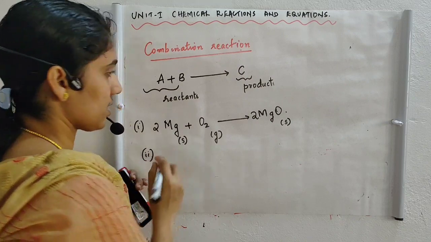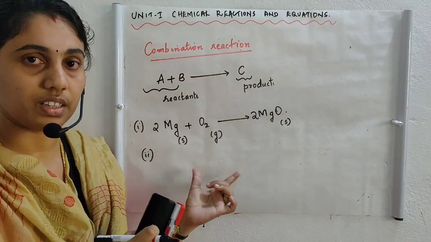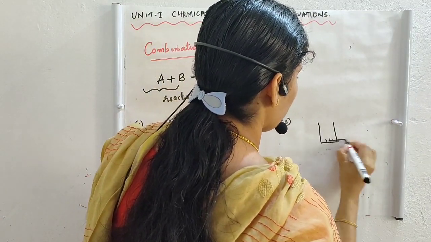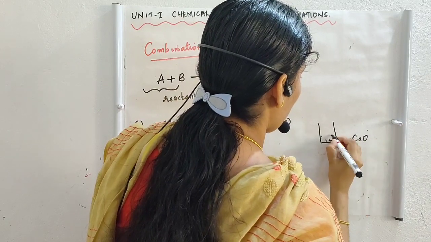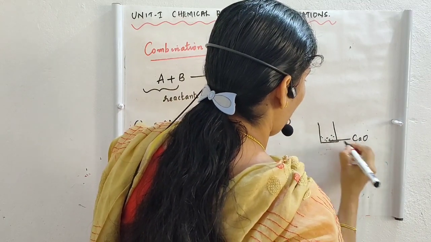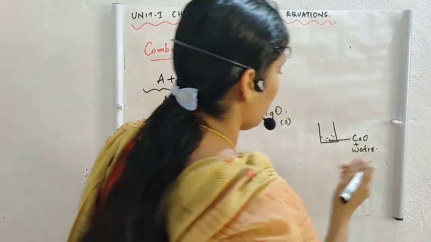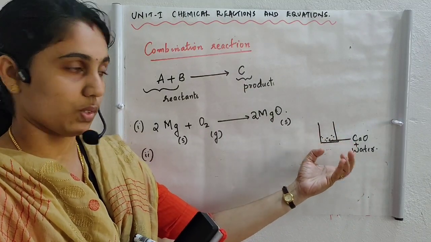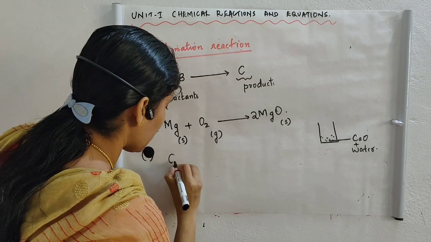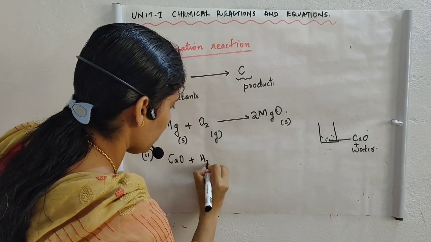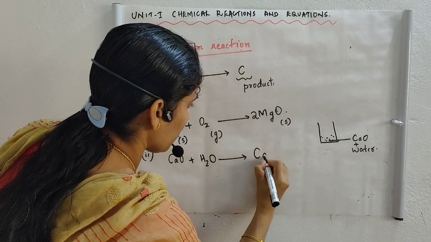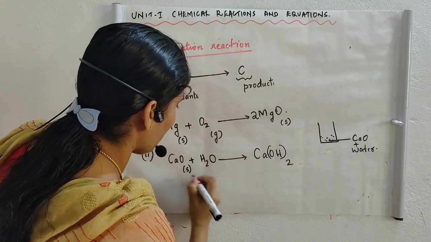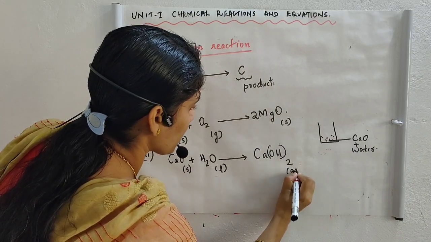Example 2 is the experiment given in your NCERT textbook. Take a beaker and add some quicklime, that is calcium oxide, plus some amount of water. After that, you touch the outer surface of the beaker. So what's the reaction here? Calcium oxide plus water forms a white solution, that is calcium hydroxide. CaO is solid, H2O is liquid, and calcium hydroxide is aqueous.